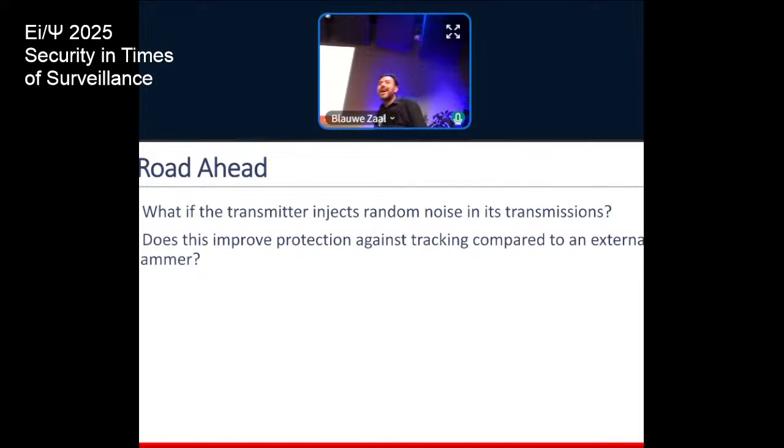So what if we have a transmitter that is able to corrupt its signal intentionally a little bit? Does this improve the situation compared to having an external jammer that can do that? Of course, that would require a complete change of the hardware of the transmitter. That's something that should be taken into account. But maybe we are more lucky on this side.